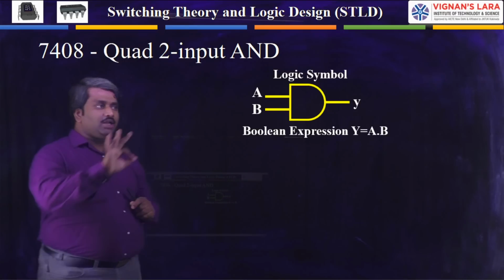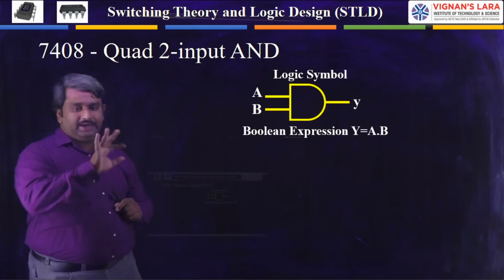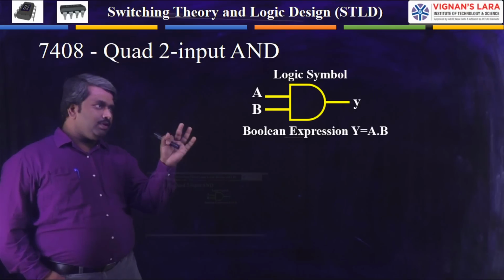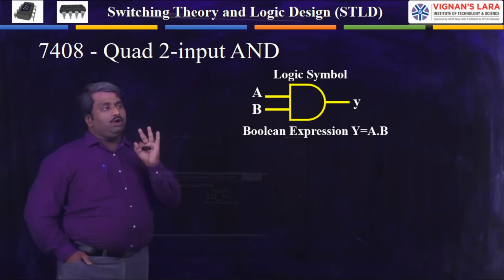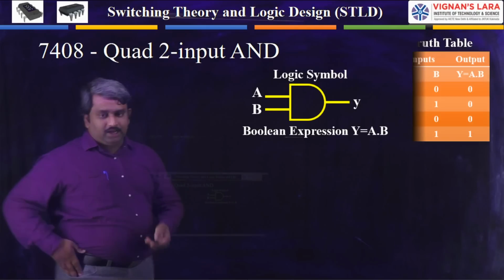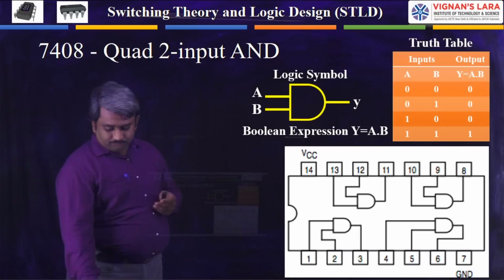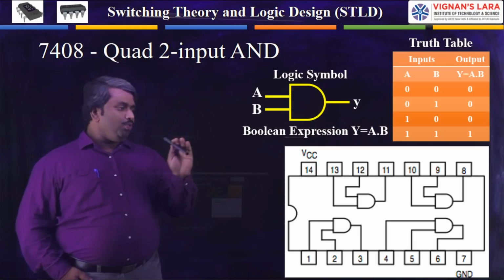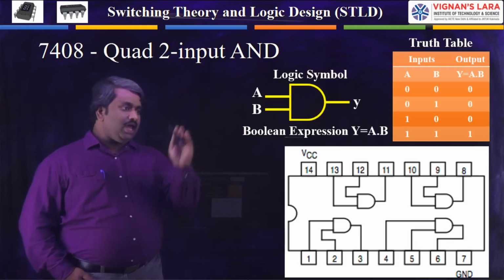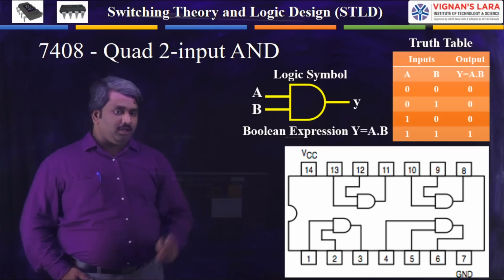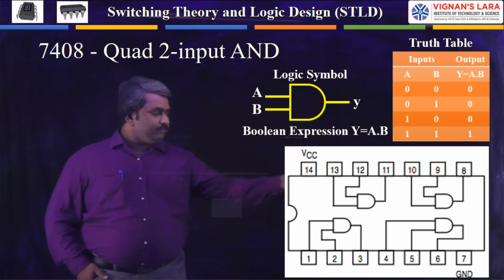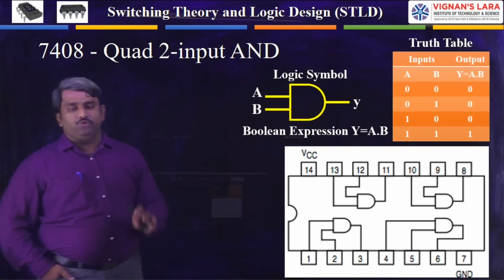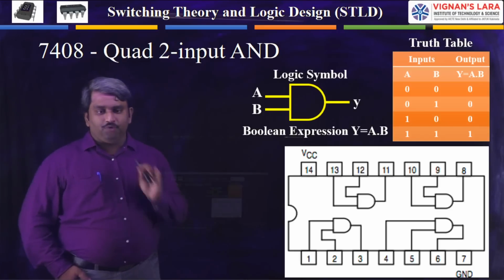So I said that quad AND gates, totally 4 AND gates, 4 into 3, totally 12 pins are required. So this IC is also a 14-pin IC. In this 14-pin IC, we have 12 pins for the AND gates, and the 14th pin is VCC, and the 7th pin is ground. So IC7408 is also a 14-pin IC.